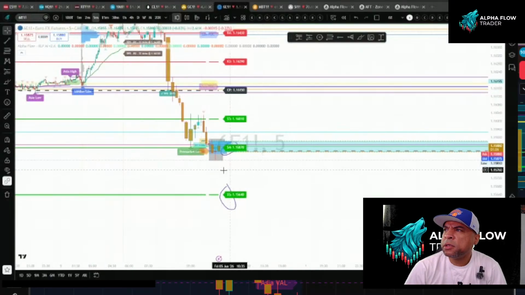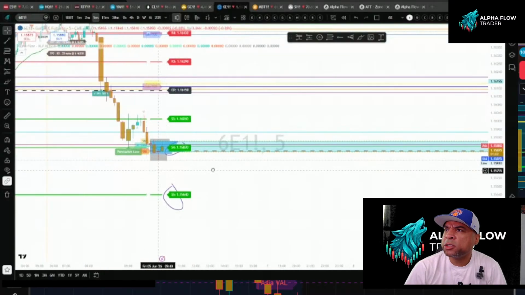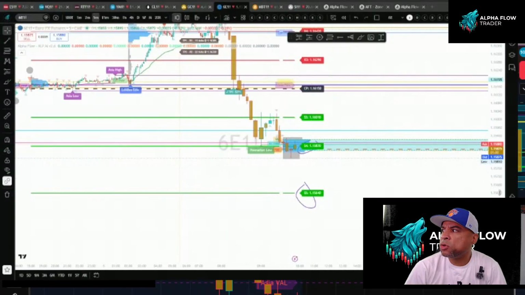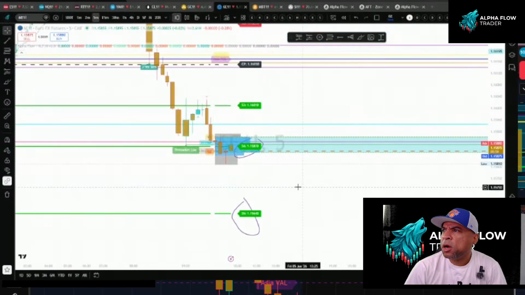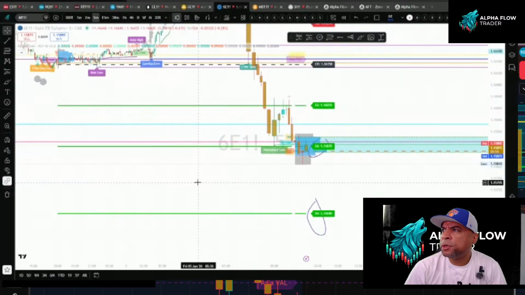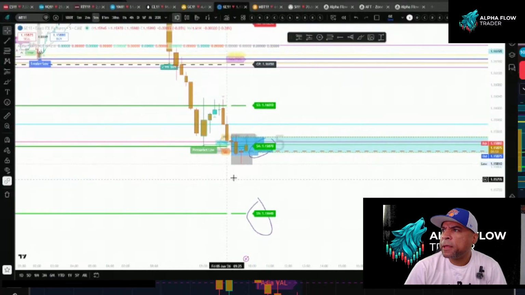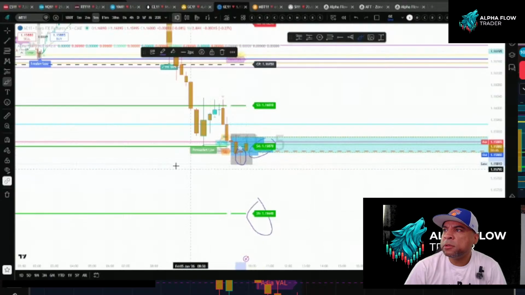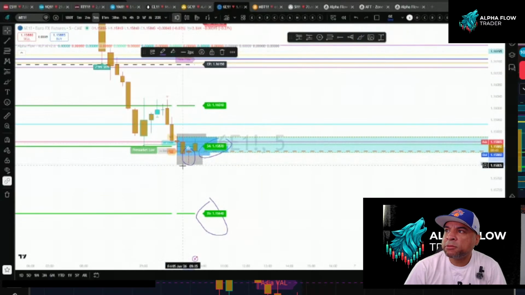S4 as well, showing us some strong price action at S4. I do like to see these type of candles here, these pin bar type candles, when we get to a level. Those are just good signs of a reversal. So we'll see if we get a signal here on Euro.